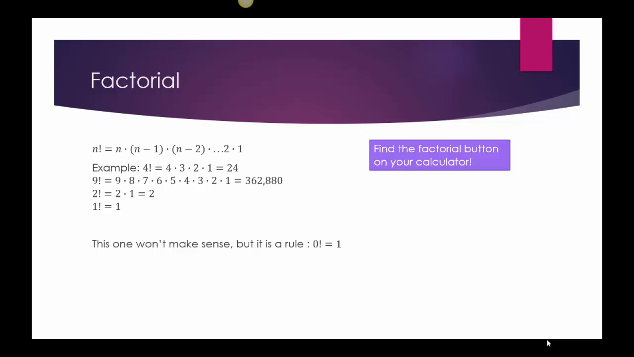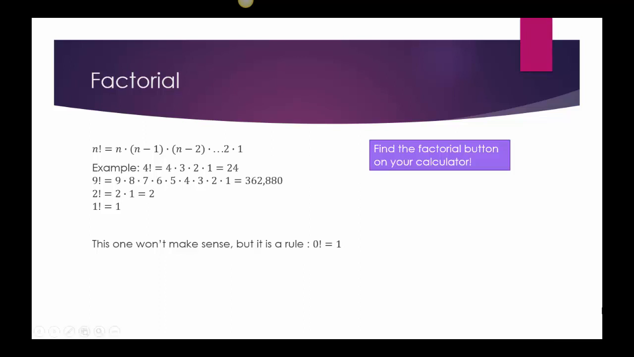1 factorial is just 1. One that doesn't really make any sense, but just go with it, because that's what my teachers told me, and that's what I'm telling you. It's a rule. 0 factorial is 1. We're using just natural numbers here. We don't have a natural number less than 0, so we just use 1. It makes the whole thing work.